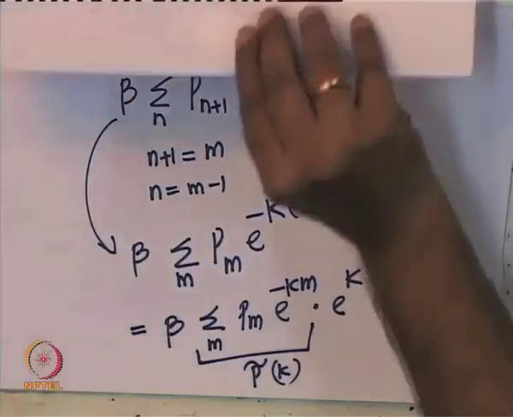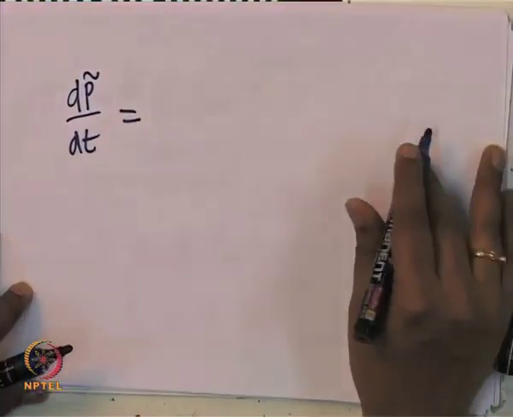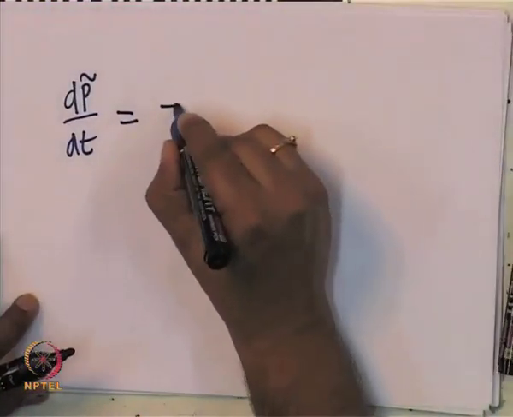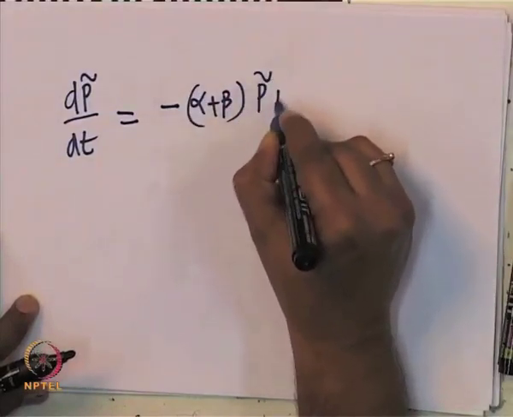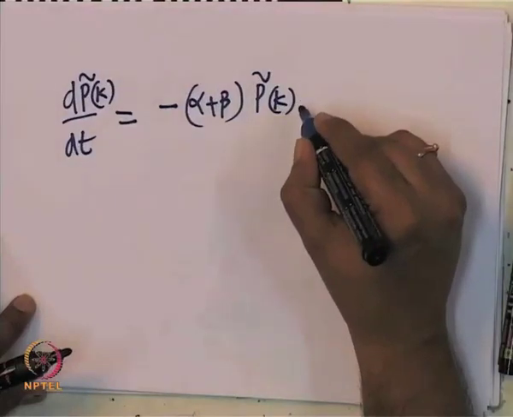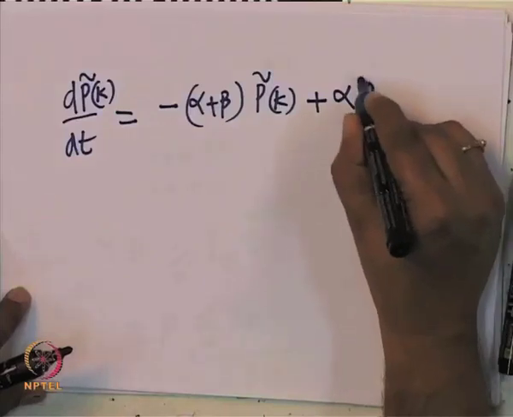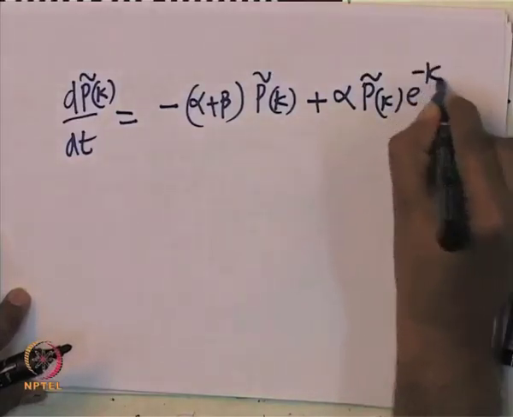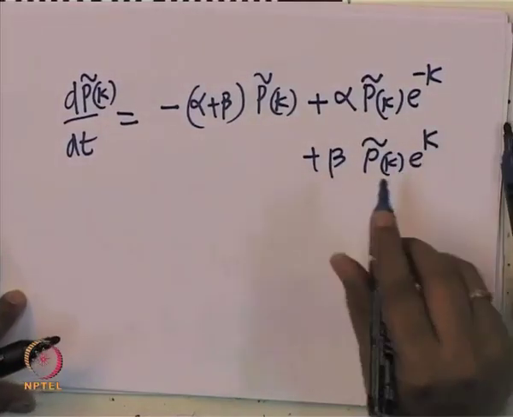So, if you consider whatever we discussed so far and write everything carefully, what you get is that d p tilde by dt is equal to minus alpha plus beta into p tilde of k. So, this is all at a particular time t, plus alpha into p tilde of k e power minus k plus beta into p tilde of k e power k. So, this is what you will get.